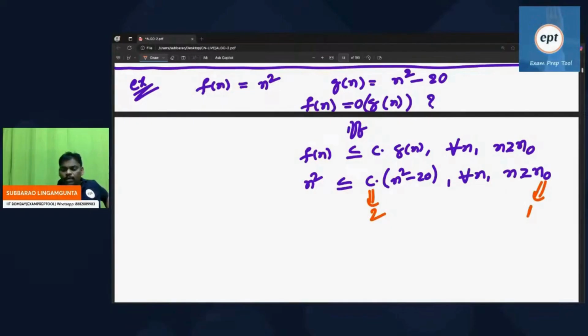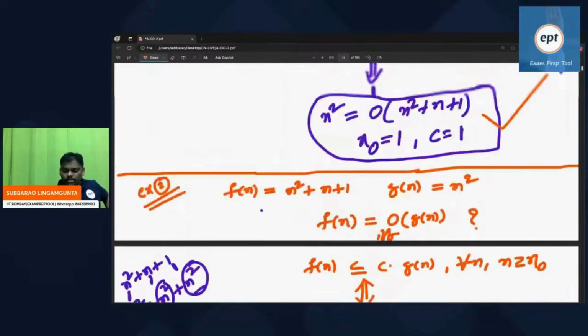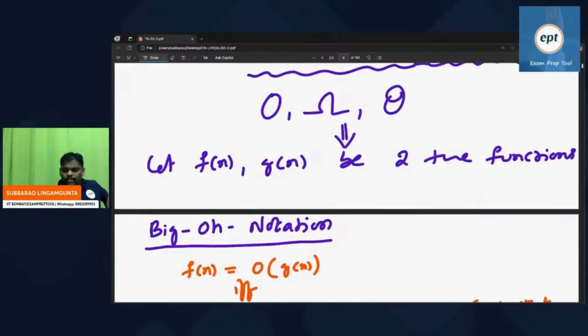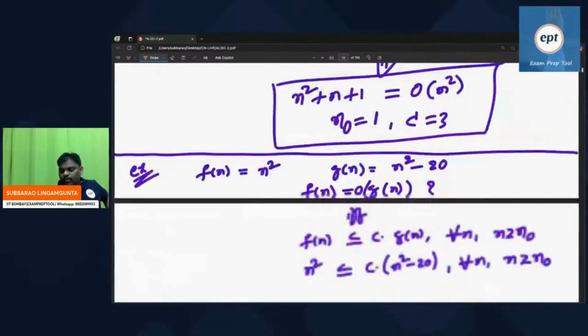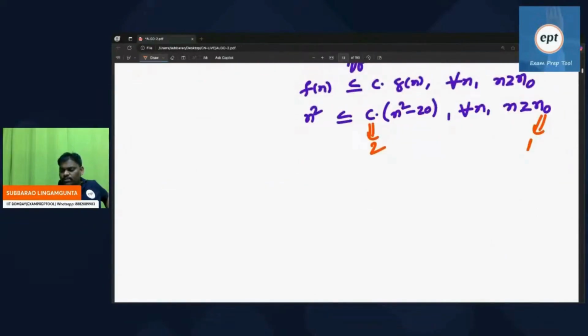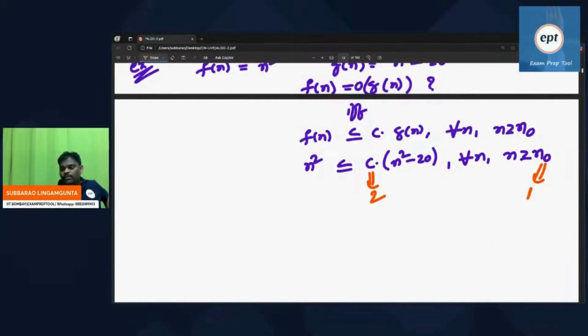Remember, we are taking positive functions. See the definition: f of n, g of n are two positive functions. They both are positive functions. So please be careful. That is the reason, if I take n value 1, negative comes.